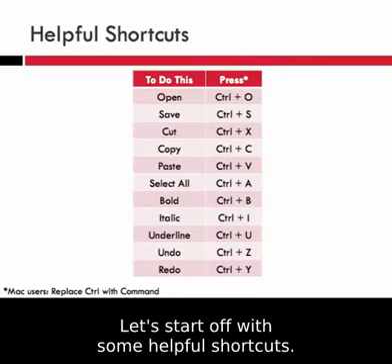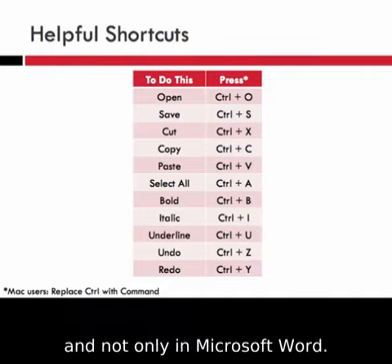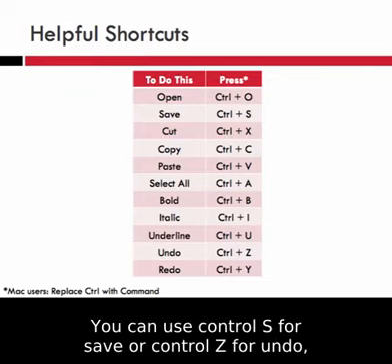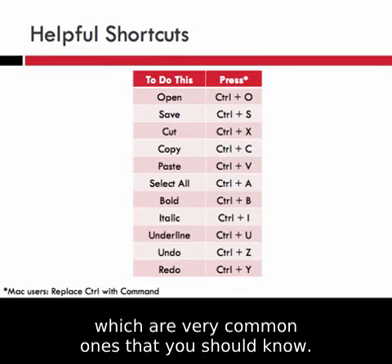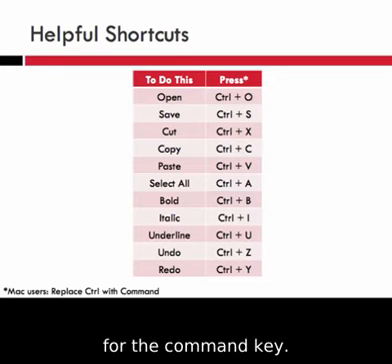Let's start off with some helpful shortcuts. Most of these shortcuts work in many different softwares and not only in Microsoft Word, but here is a list of some of the most common. You can use Control-S for save or Control-Z for undo, which are very common ones that you should know. If you're a Mac user, replace the Control key with the Command key.